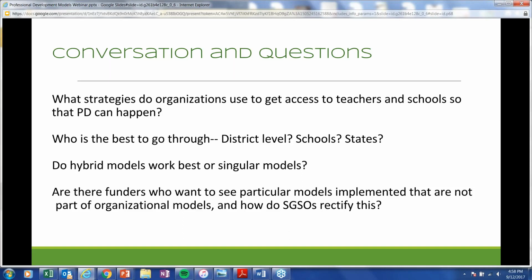While there's a webinar specific to funding, and we didn't talk a lot about it today, one of the questions that came up is, are there funders who like to see specific models? Are there funders who like conferences, or funders who like direct teacher support? And how can school garden support organizations rectify this with their own goals, missions and visions? While it seems really straightforward to have these PD models laid out, sometimes it can be a little more complicated when you're talking about school systems.